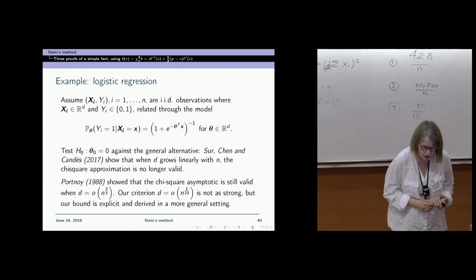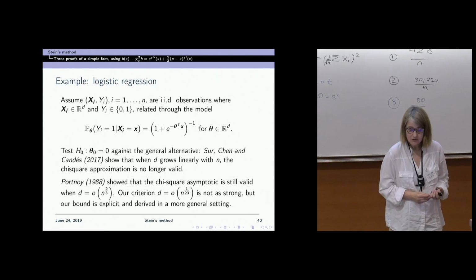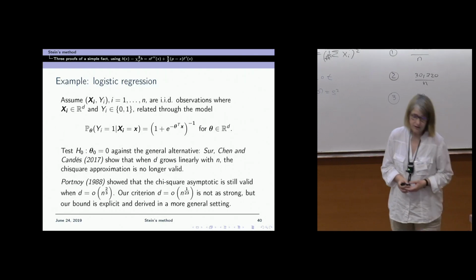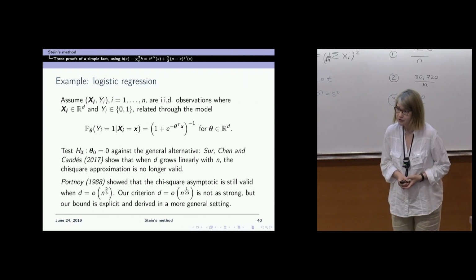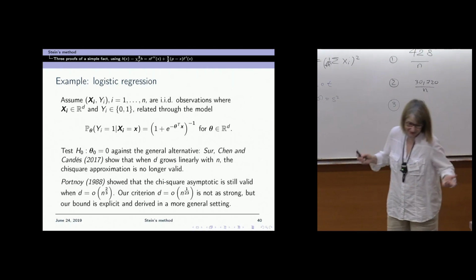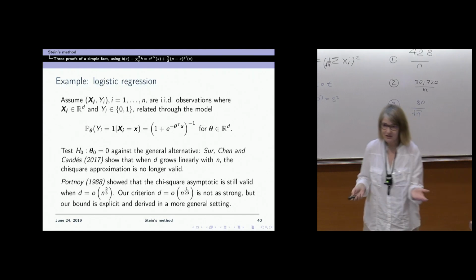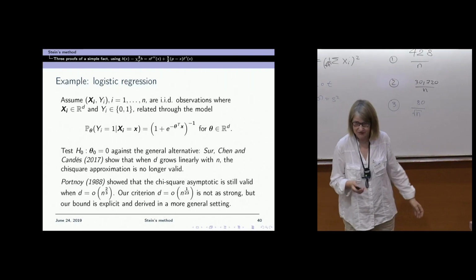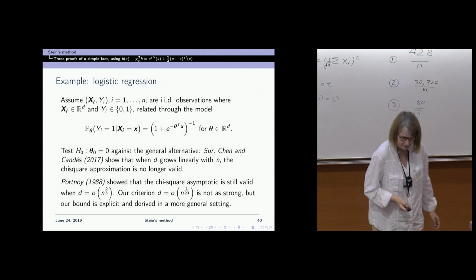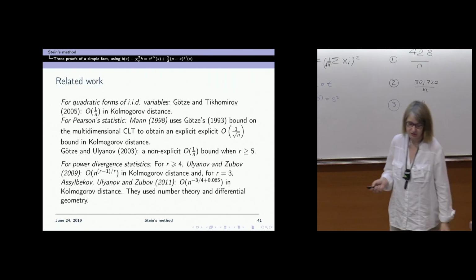And Portnoy in 1988 already showed that a chi-square approximation is valid for logistic regression when d is little o of n to the 2/3. We are far away from 2/3. But we've got an explicit bound, whereas Portnoy does not have an explicit bound. And actually our explicit bound, in some examples, is not so bad.